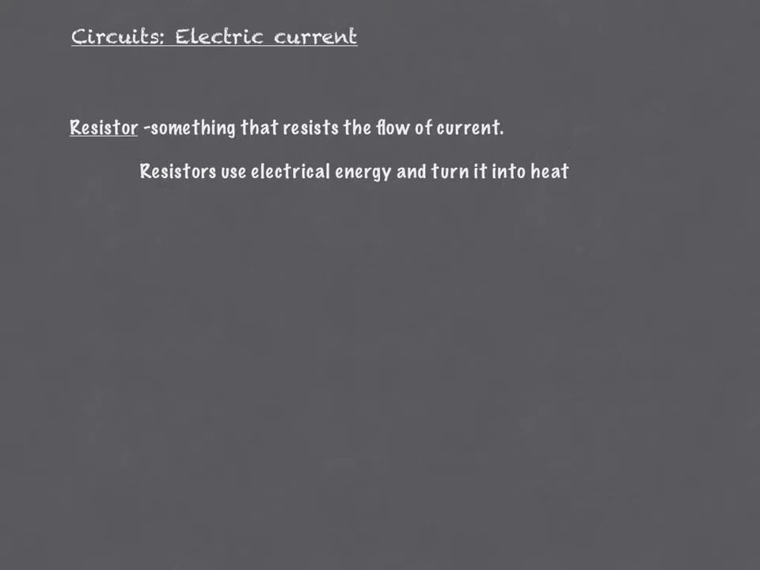A resistor is something that will resist the flow of current. They will use electrical energy and turn it into heat. The variable for a resistor is, again, capital R. The unit is an ohm, which is a Greek letter omega. Okay, so this is the variable that ends up in the equation. This is the unit that ends up next to the value.